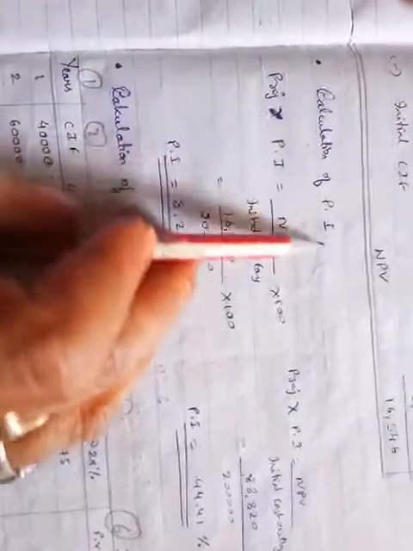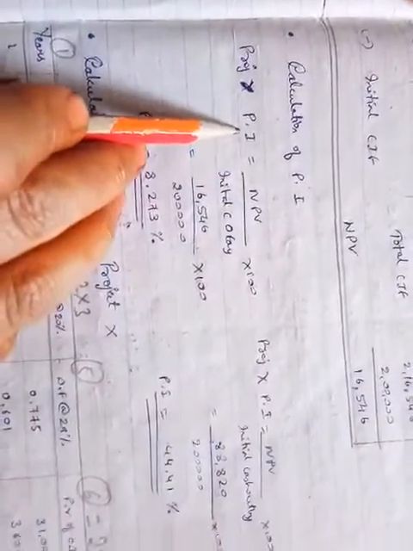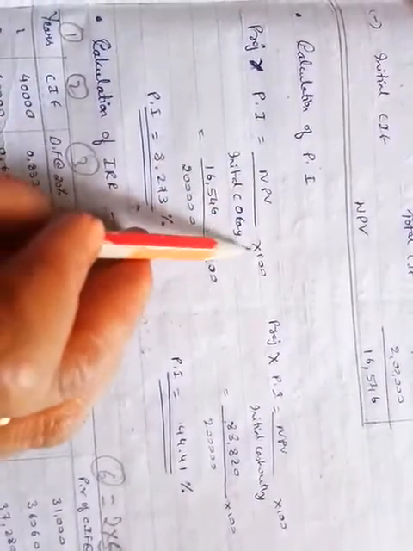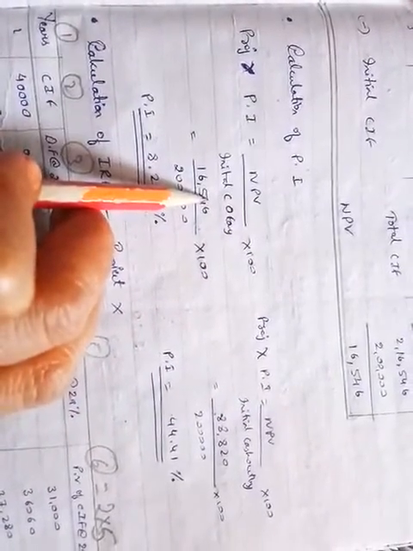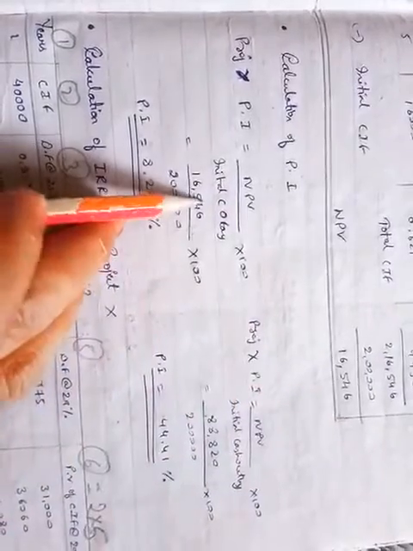So next, let's move on to the calculation of the next figure, that is the calculation of profitability index. We have the formula to calculate profitability index, that is PI is equal to NPV divided by initial cash outlay into 100. We have already calculated NPV for two different projects. We substituted the NPV figure here.